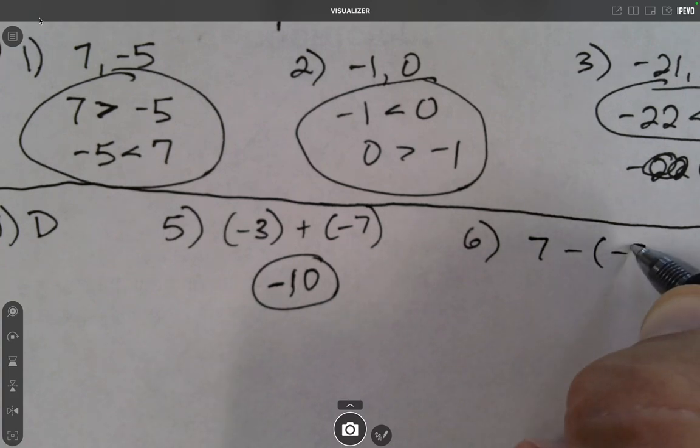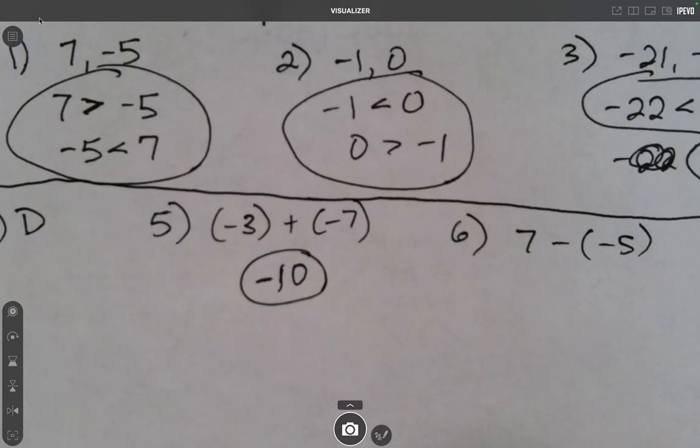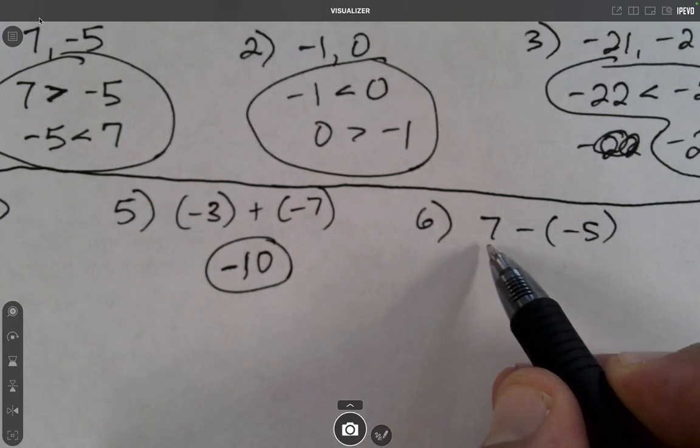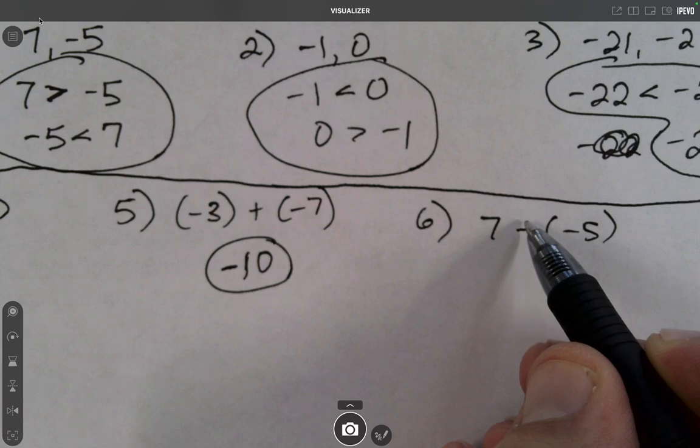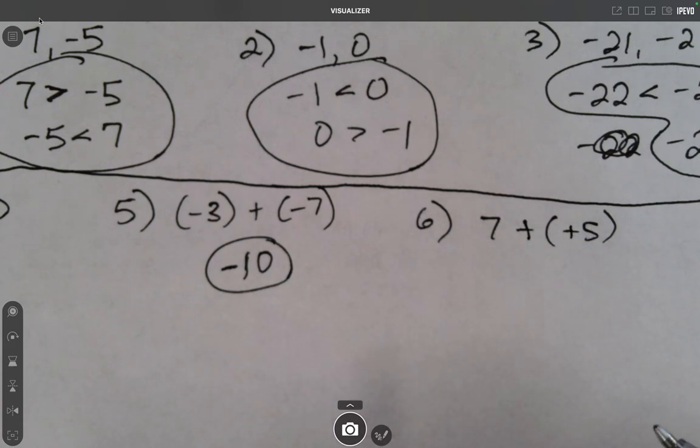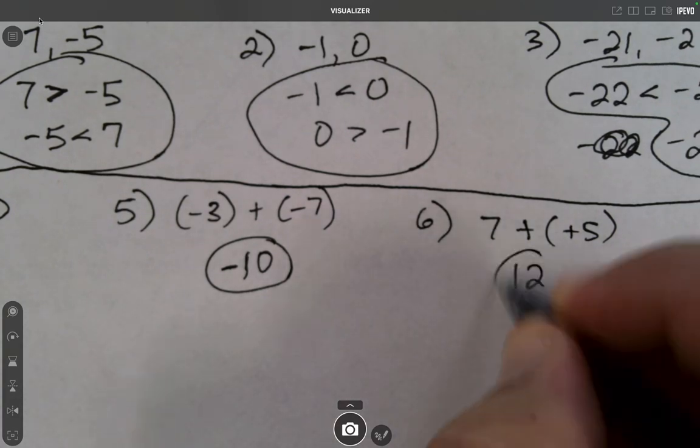Okay, on number 6, we're switching gears and we're doing subtraction. With subtraction, our first step is always keep, change, change. So we keep the 7 as it is, change the subtraction to addition, and change the sign of the second number, so it makes it a positive 5. So it turned into 7 plus 5, which is positive 12.